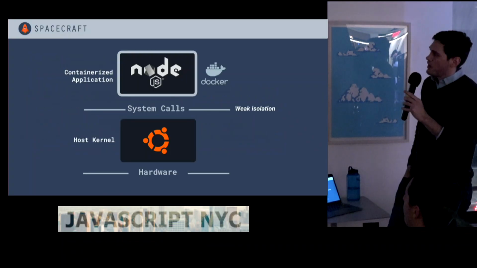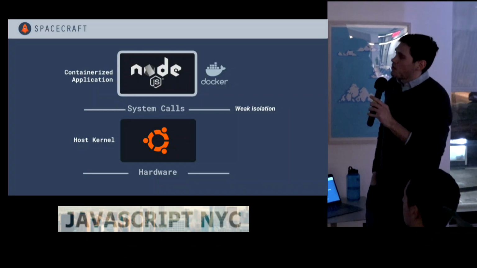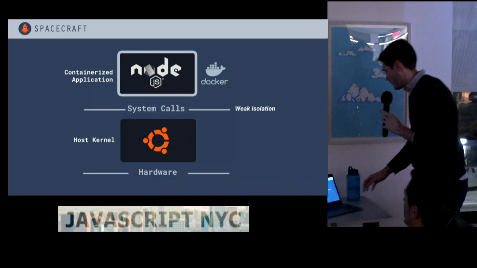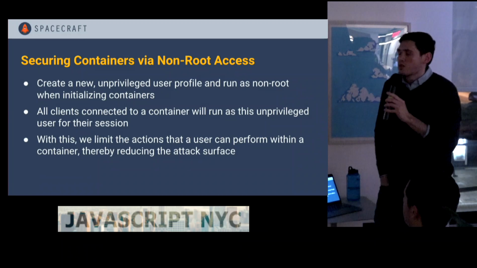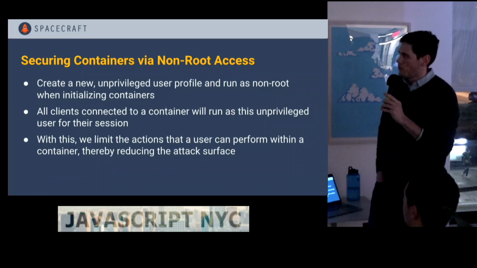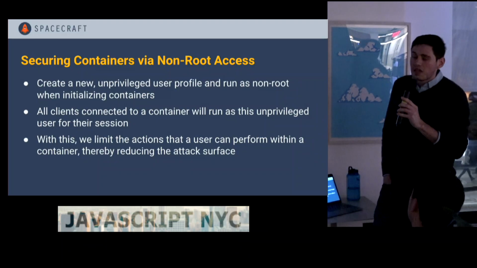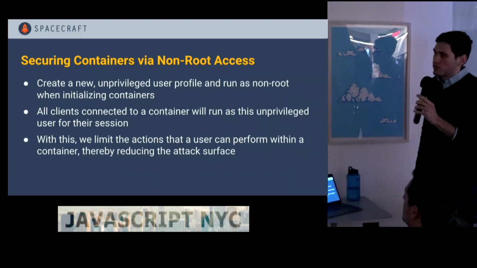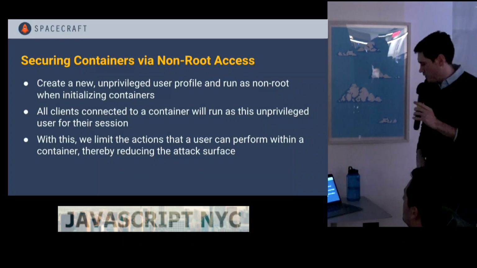And so right now, as it stands, we have our app in a container, and then we have the host kernel, and there's a very weak isolation between the 2, and we want to address that. So the first step we did was we created a new unprivileged user profile and run that as non-root. So if a client is connected to the container, they're not going to have root access. They're not going to be able to enter rm -rf or other commands we don't want them to, so we can limit their actions in the container.